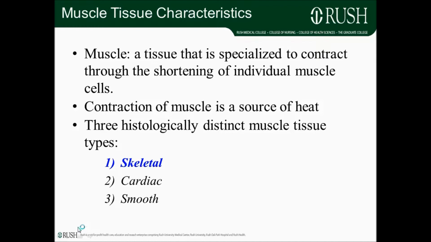Remember, muscle is a tissue that's specialized to contract through the shortening of individual muscle cells. This contraction can be a source of heat. Also recall that there are 3 histologically distinct muscle tissue types or subtypes: skeletal, cardiac, and smooth.